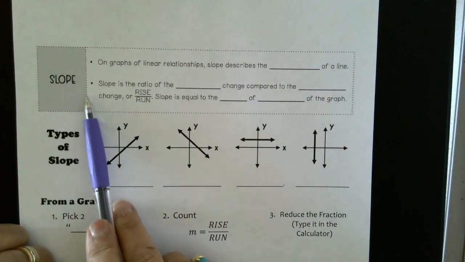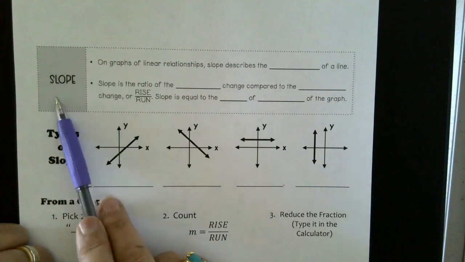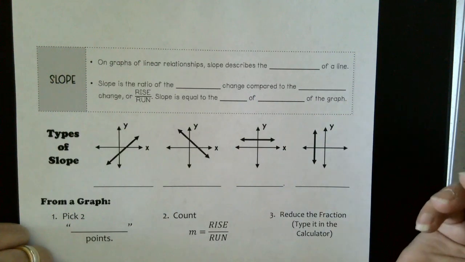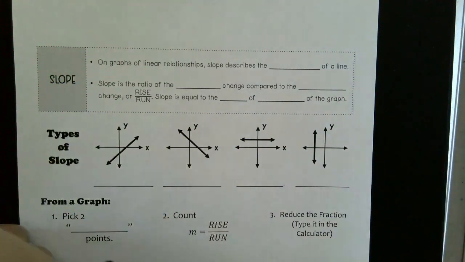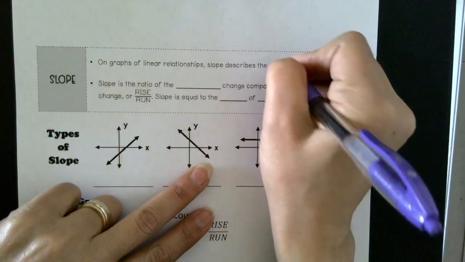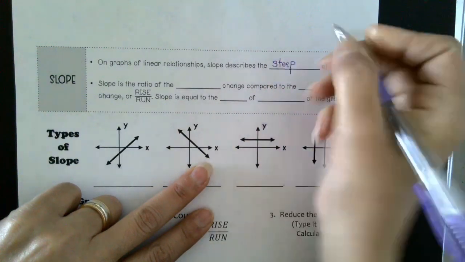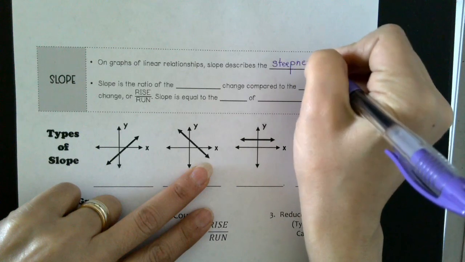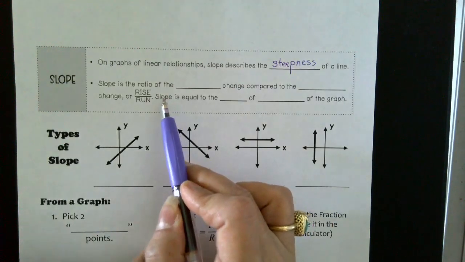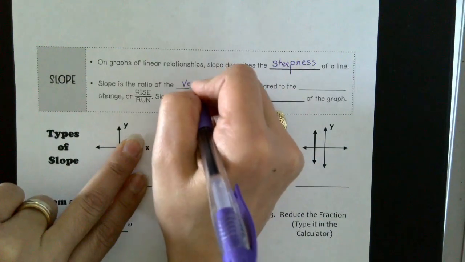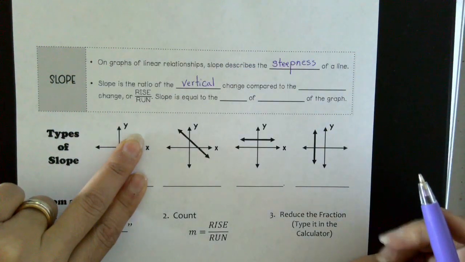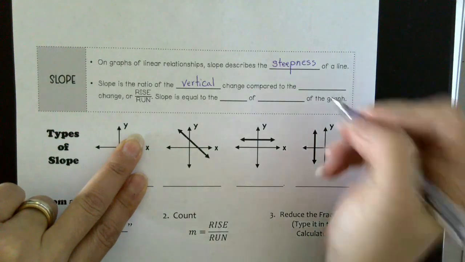As usual, we start with the definition. So we're going to talk about slope for a while. So, on graph of linear relationships, slope describes the steepness of a line. Slope is the ratio of the vertical change compared to the horizontal. Good job.